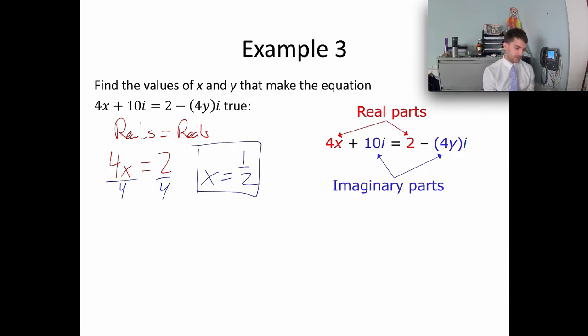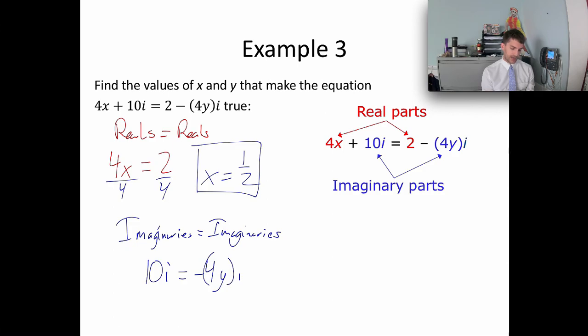Now, the other part, we're going to say imaginaries equal imaginaries. So that means we're going to take the imaginary term on one side, set it equal to the imaginary term on the other. On the left side, we have 10i. On the right side, we have -4y times i. And we're trying to solve for y.